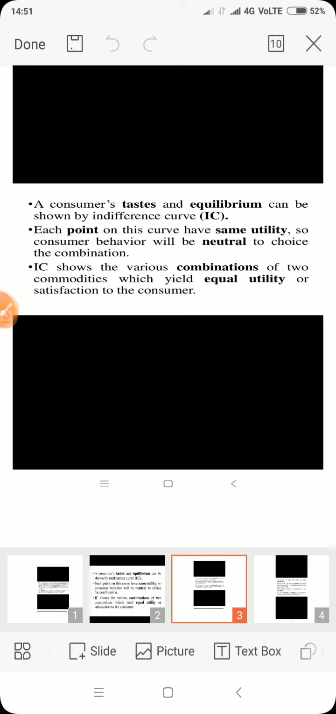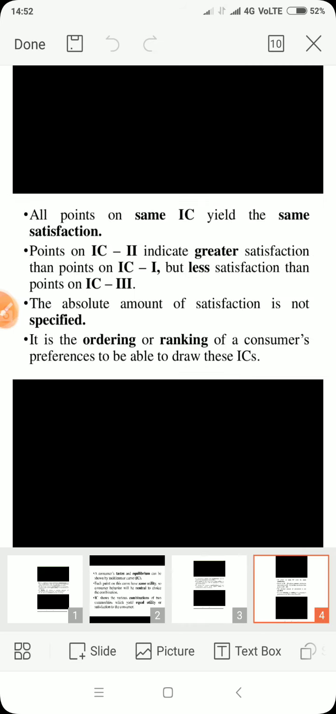Moreover, a consumer's taste and preference can be shown by the indifference curve. Each point on this curve has the same utility, so consumer behavior will be neutral to the choice. There will not be much change in his behavior. The indifference curve shows the various combinations of two commodities, and what will both commodities yield? They will yield equal utility or satisfaction. All points on the indifference curve show the same satisfaction.